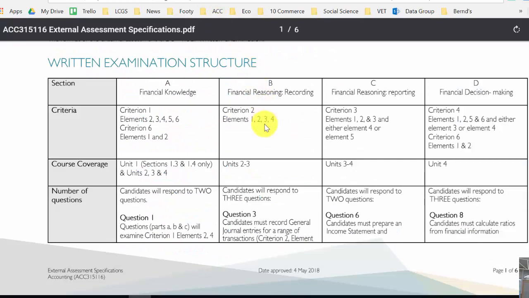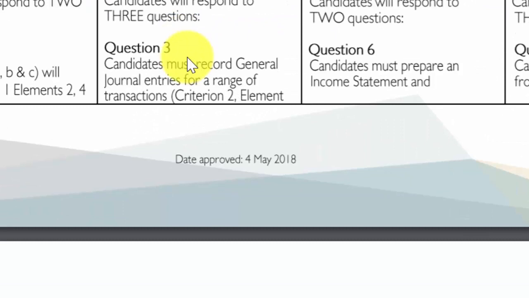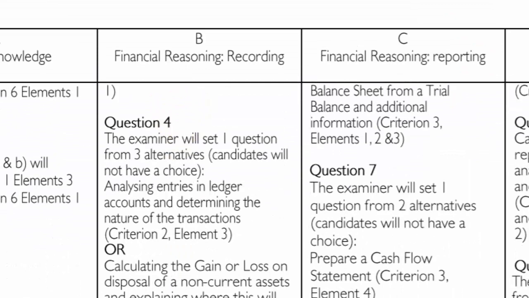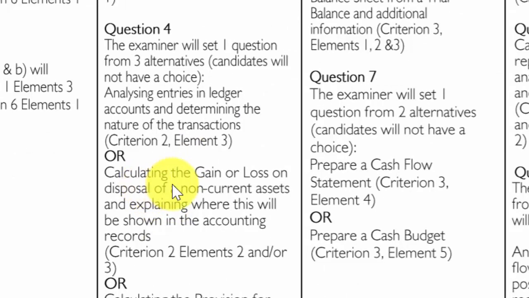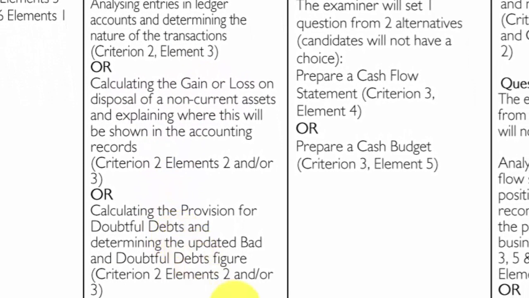So this important part here that I'm going to look at tells you what type of questions I'm going to go through with you in section B. So the first one is a series of general journal entries, and I will go through 2017 question 4 with you. In question 4 you get a choice. You either have to analyse entries in the ledger accounts, or calculate the gain or loss on disposal, or calculate the provision for doubtful debts.